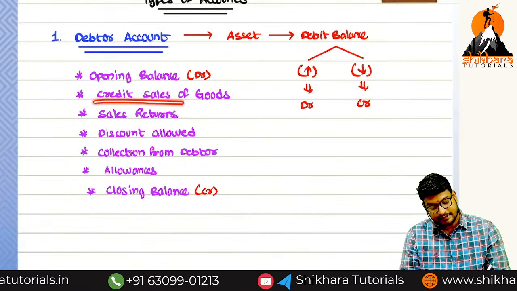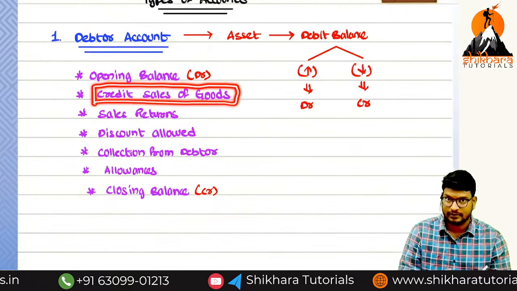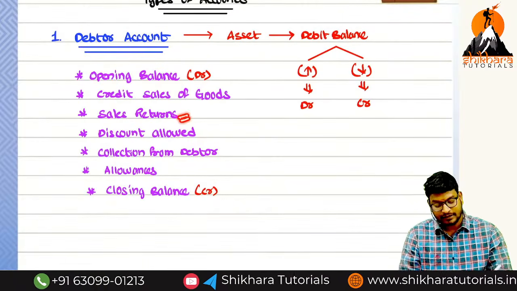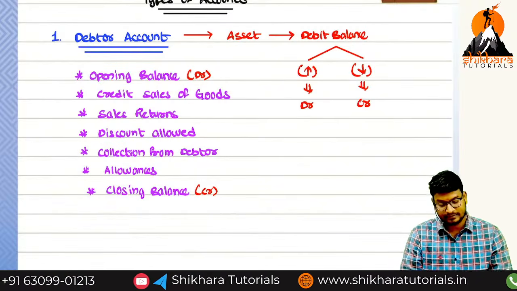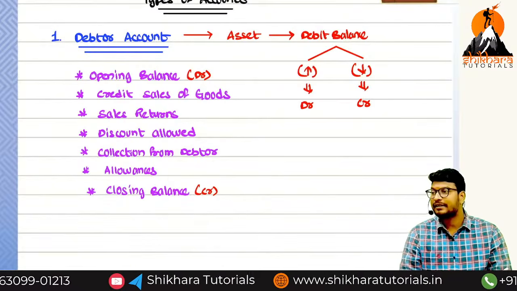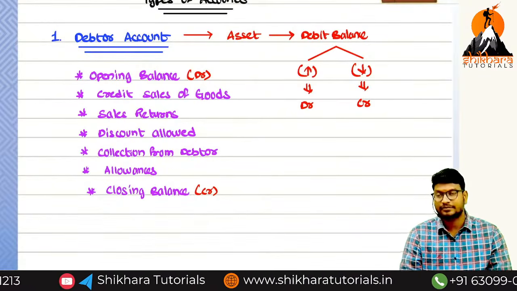With the credit sale of goods, does the debtor value increase or decrease? And next we have to decide, with the sales returns, does the debtor value increase or decrease? Or discount allowed, does the debtor value increase or decrease? And collection from debtor also we have to decide.